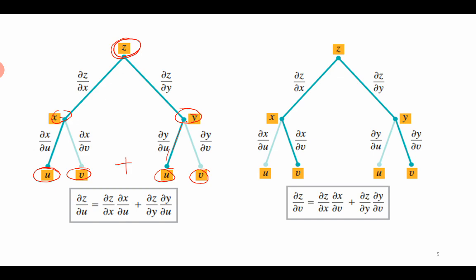The first branch plus the third branch, and the second branch plus the fourth branch. So first, second, third, fourth, isn't it? First and third go together because the end variable is u. Second and fourth go together because the end variable is v. So z is a function of x, y, and x is a function of u and v, y is a function of u and v, isn't it?